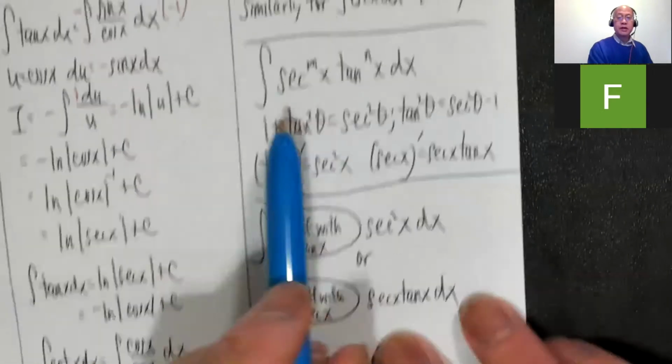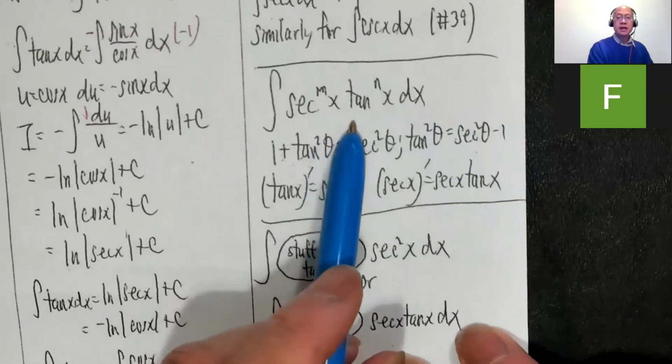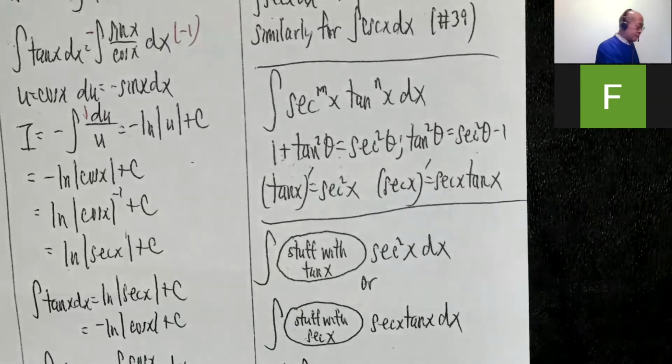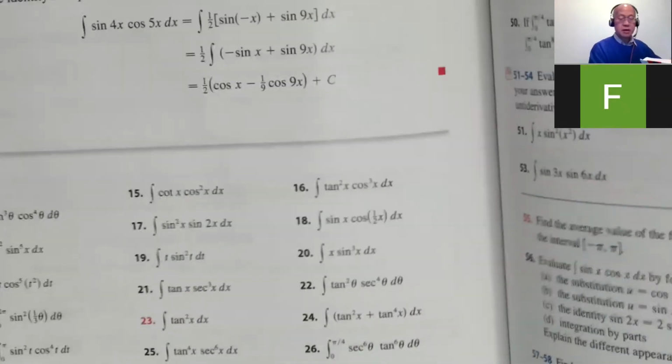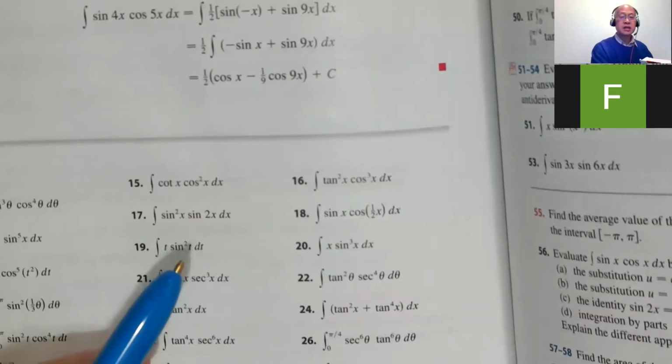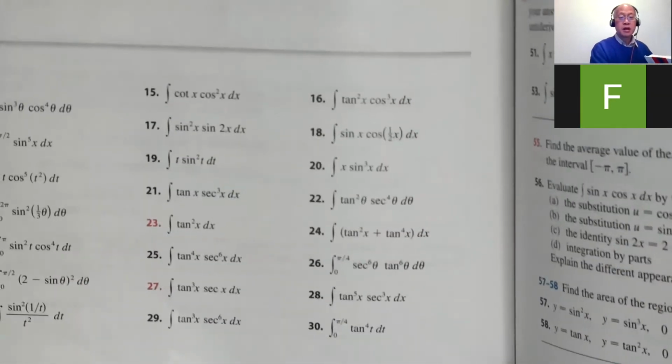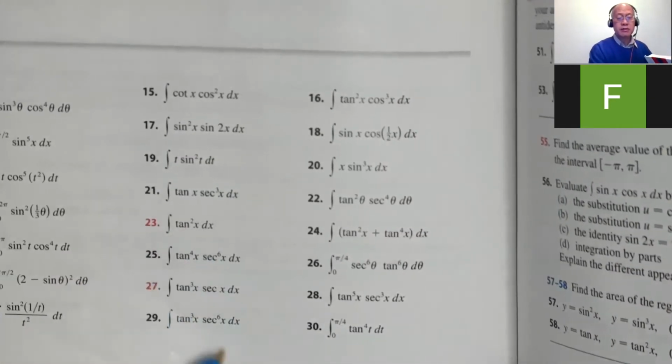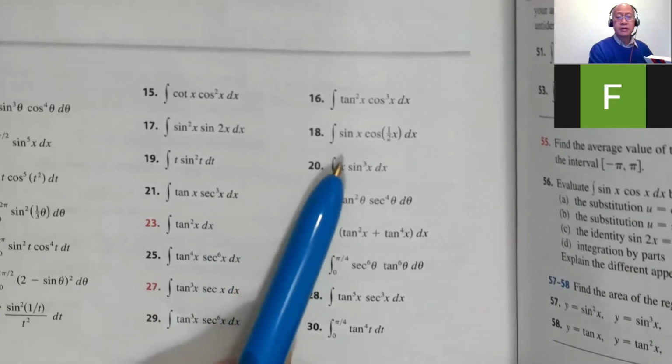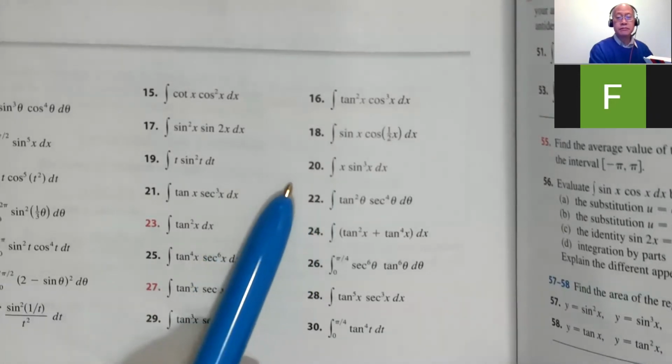Okay, the next type of problem is, what do I do if I have an integral involving secants and tangents? So we have a set of problems here with a secant and tangent theme. Like 21, 23, 25, right? Secant and tangent combinations.